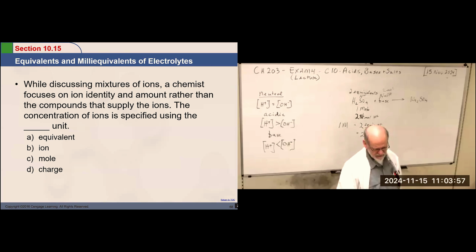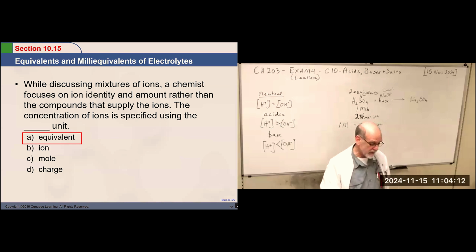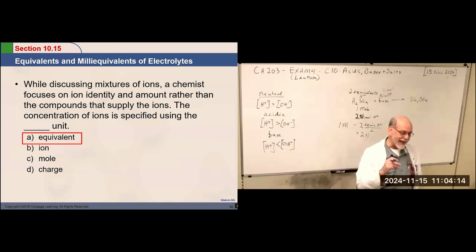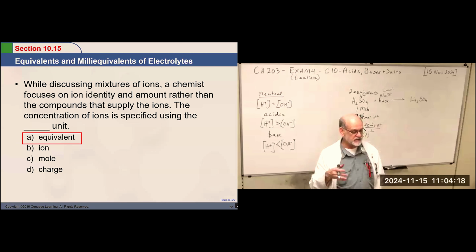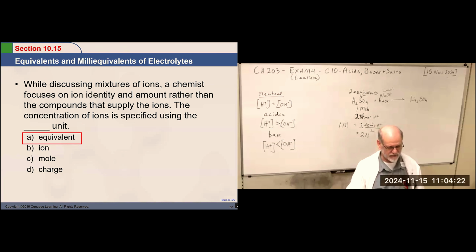Let's see. Just while discussing the mixtures of ions, a chemist focuses on ion identity and amount rather than the compounds that supply the ions. The concentration of ions is specified using the equivalent. That way also, you can add multiple different types of ions based upon their equivalent concentration rather than having to express them separately.